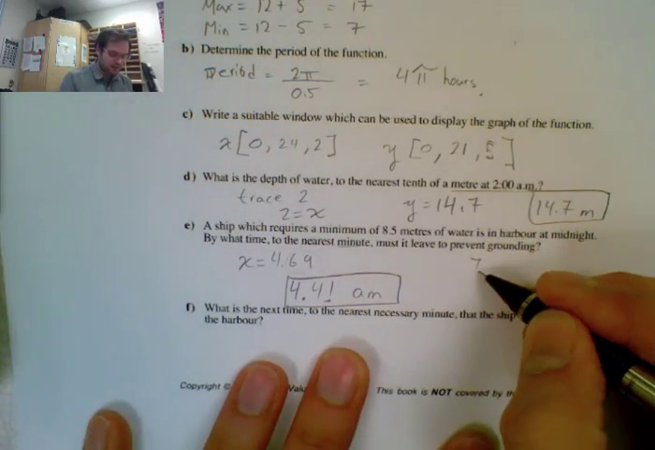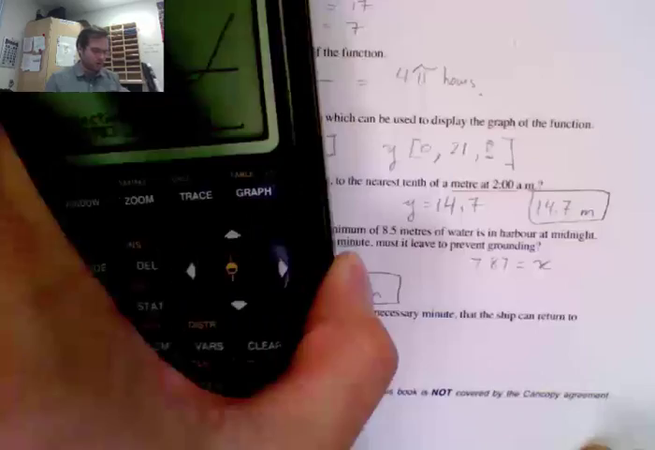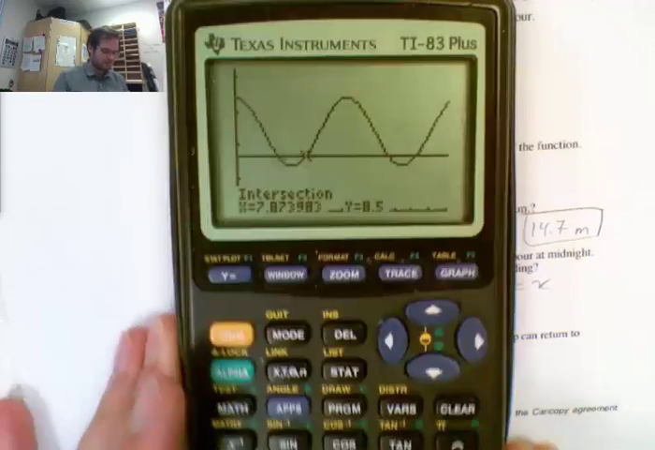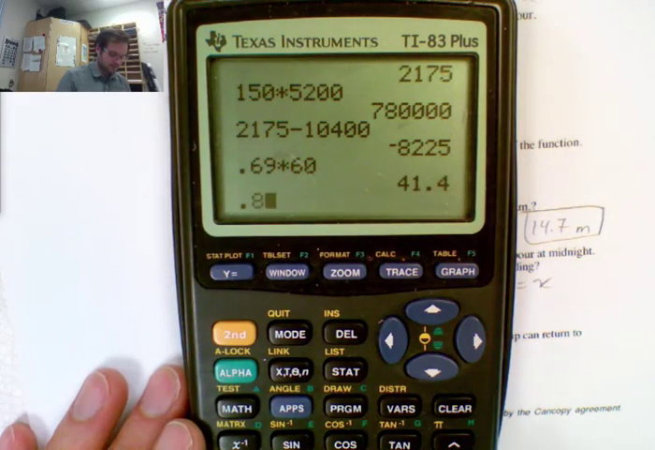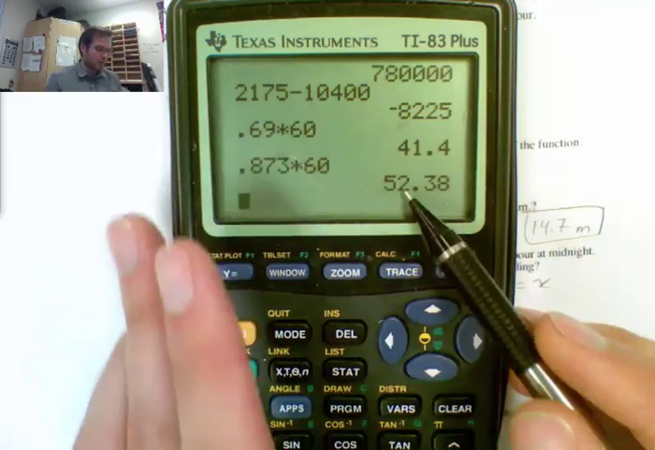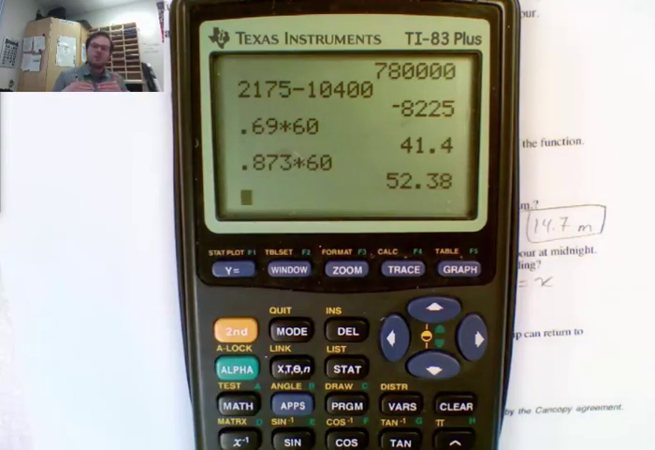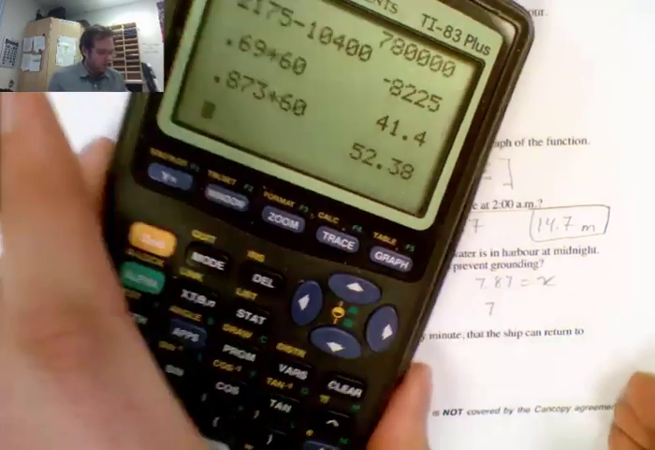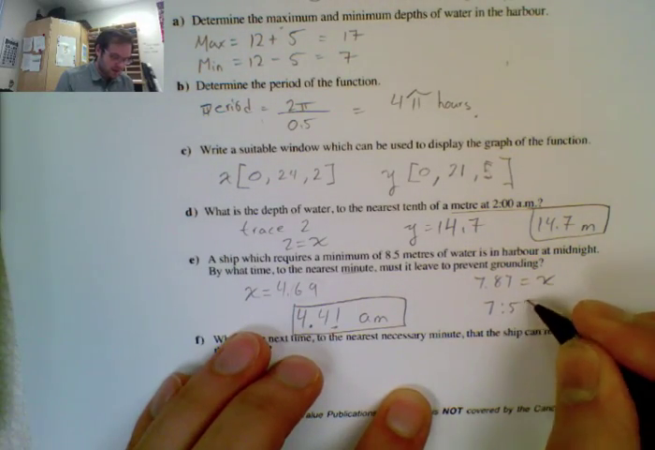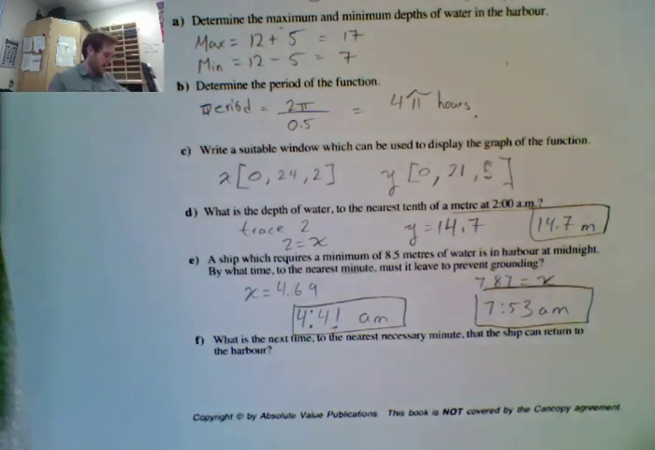So it could return at 7.873, which is my x. So it's going to be at 7 and what is 0.873 of 60 minutes? And 52 minutes. So I'm going to round this one up. I'm going to say 53, because if I come just a bit early, I'm going to bottom out. So I'm going to say at 53 minutes. So 7:53 a.m. is when he can come back.